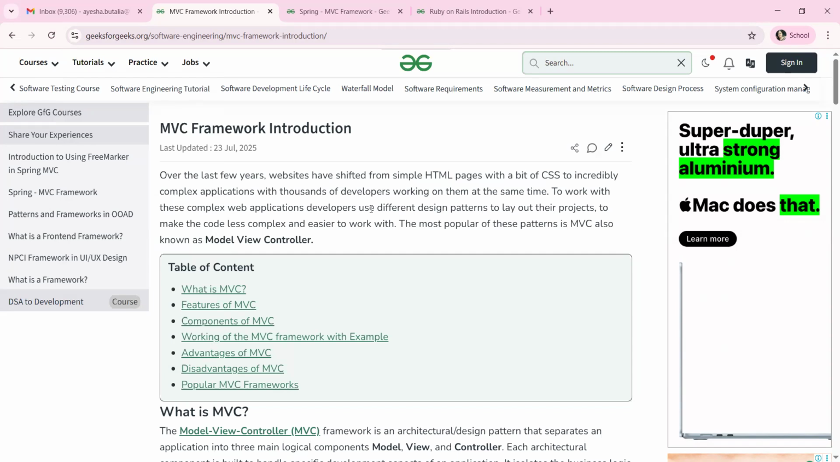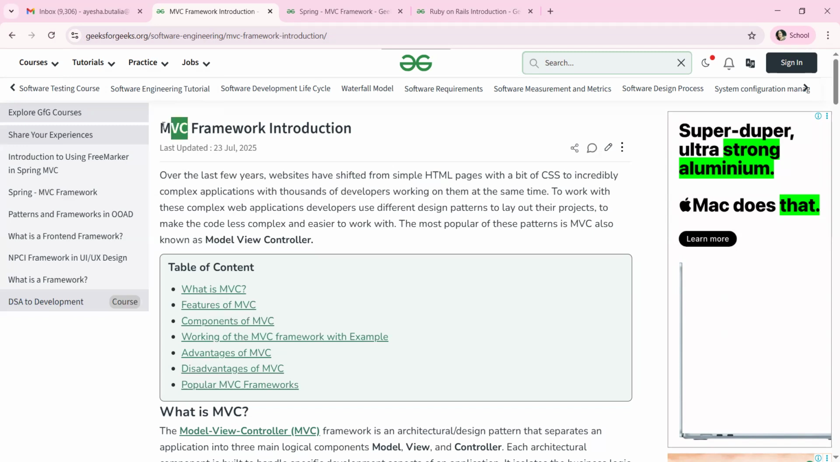The students who have already studied software engineering might know about different architectural patterns and design patterns. Even the students who have learned software design quality testing might be aware of different architectural patterns and design patterns. There are various architectural patterns, and one of them is the MVC architecture pattern, which stands for model, view, and controller.